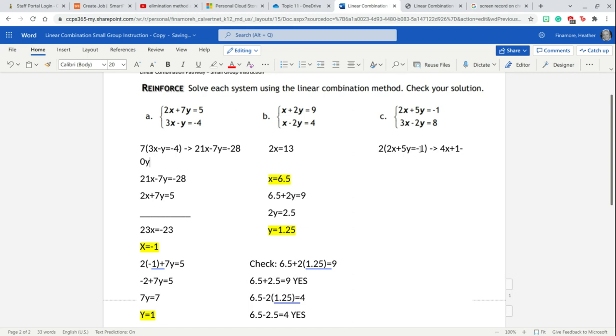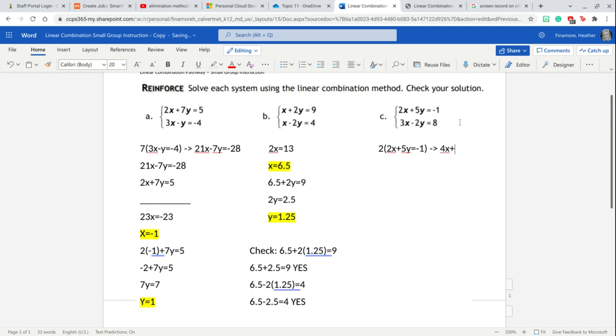Let me back this up just a little bit. There. That should fit. 10y equals -2. Okay, hopefully I don't make any mistakes here. Alright, and then we're going to need to multiply the second equation by 5.